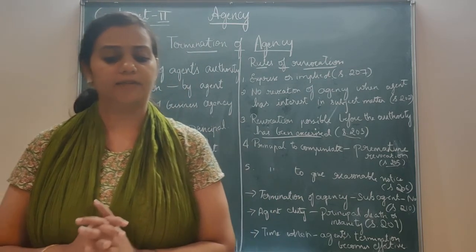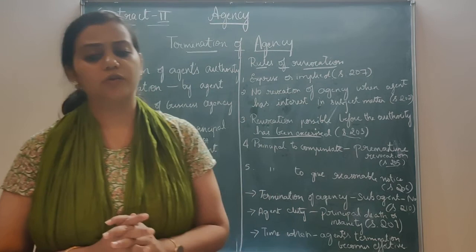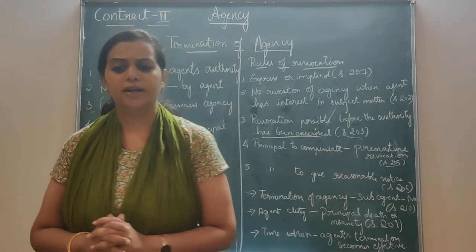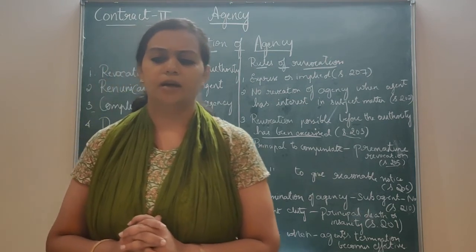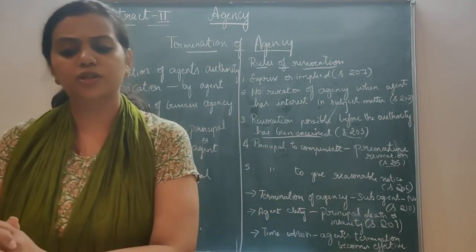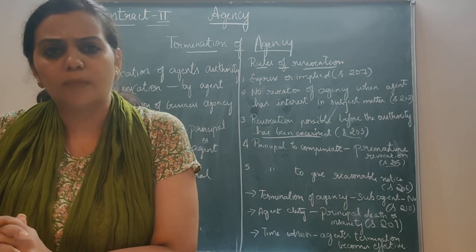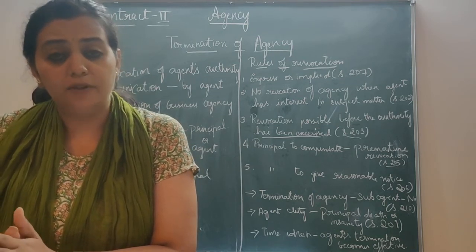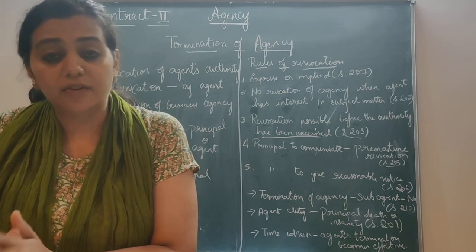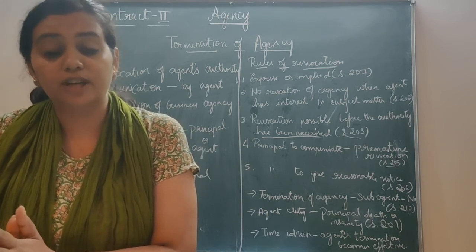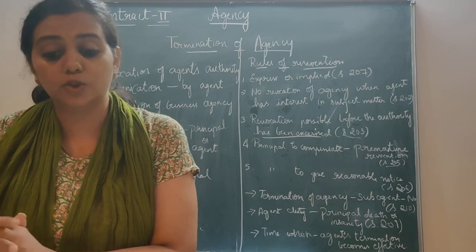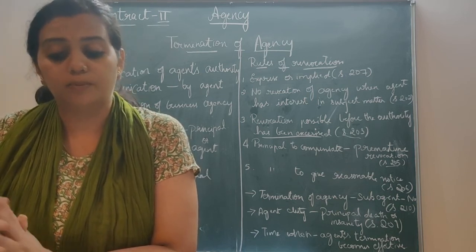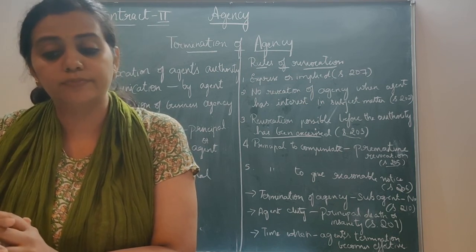Then we saw the modes of creating an agency. That is, the principal giving actual authority, either expressly or impliedly. Then the agent's authority in case of emergency. Principal bound by estoppel and holding out. Then principal bound by ratification, and we also saw the valid essentials of ratification from Section 196 to 200. Then we also saw agency in the case of husband and wife relationship.